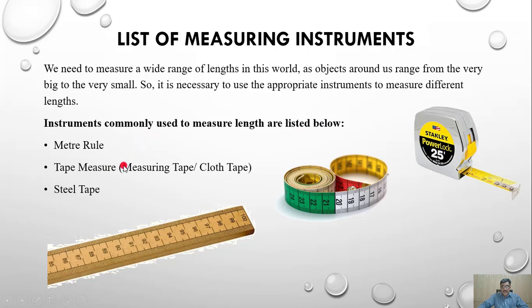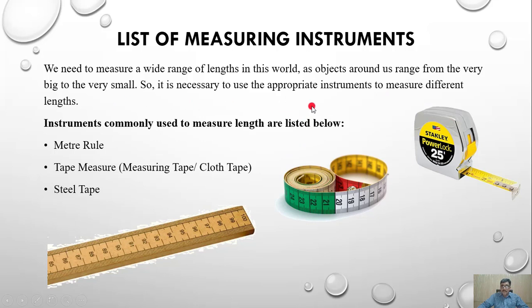Meter rule, tape measure. We also call the tape measure measuring tape or cloth tape. Steel tape is also used for measuring length. This is the meter rule. This is the tape measure, and here I have a steel tape. So we have to use appropriate instruments to measure different lengths.